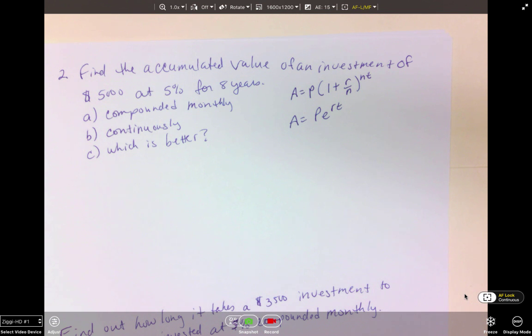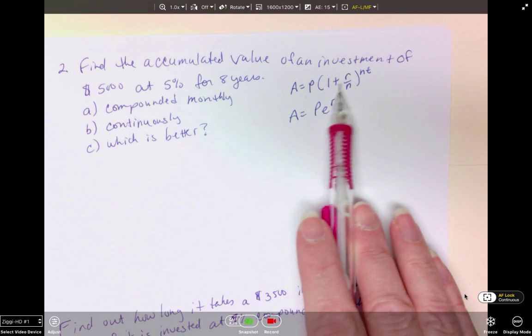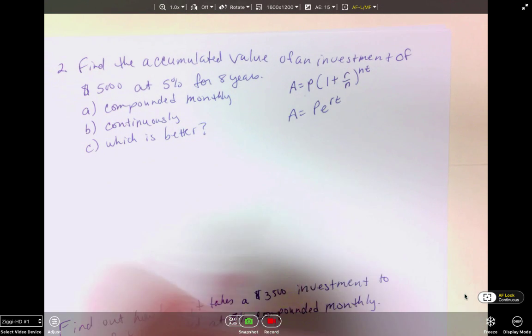All right, so on this problem, we are finding the accumulated value of an investment of $5,000 at 5% for 8 years. So we are looking at doing it in two ways. We're going to compound it monthly and then continuously, and we're going to figure out which one is the better way to go. So first thing we have to do is find the values that we have to plug into our formula.